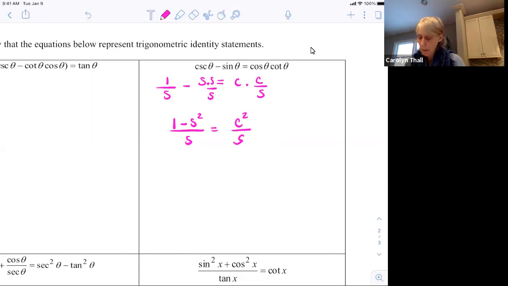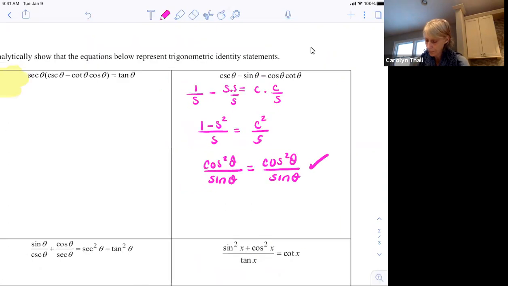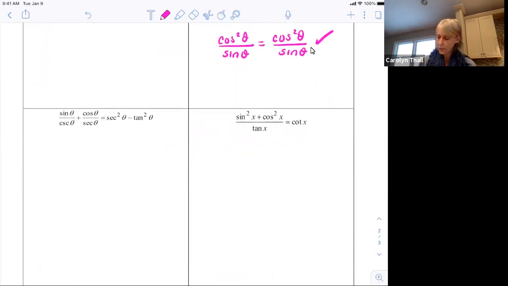And again, my Pythagorean identity: cosine squared theta over sine theta equals cosine squared theta over sine theta. And I'm happy with that because I got them both to match. So I'm okay to leave it in that form. Now we'll go back and do one on the left.